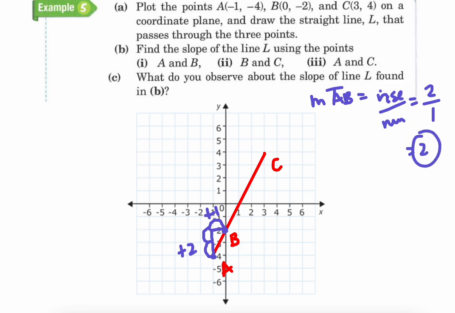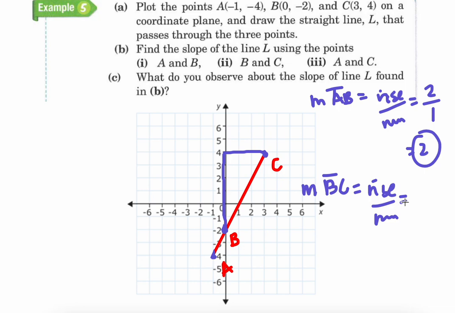Rewrite it over here. And then let me make some room. Then I need to figure out the slope using B and C. So here's B and C. Ooh, that's a big triangle. So slope of line BC, rise over run again. Going up one, two, three, four, five, six, positive six. And then my run going to the right, so that's positive as well. One, two, three. Rise was six. Run was three. Six divided by three is two. Oh, also two.